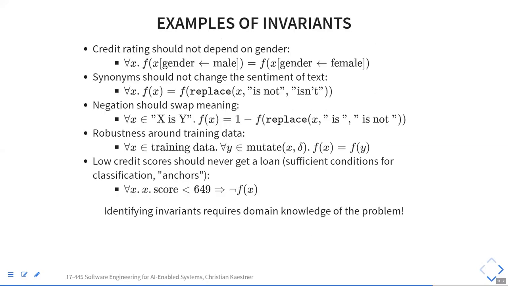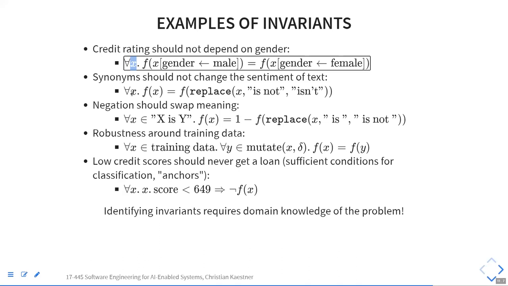Here are a couple more examples. So the first one is the one that I just talked about. You have a prediction, and for all input data, if I replace gender by male, the prediction should be the same as if I replace gender by female, right? So this is what we just talked about. So I'm comparing two predictions on arbitrary test data, right? And the inputs I can generate, I can take from whatever source I do, could be smart or less smart data.